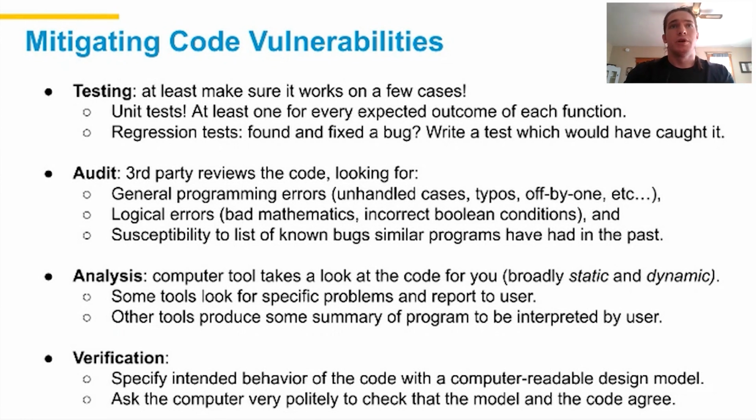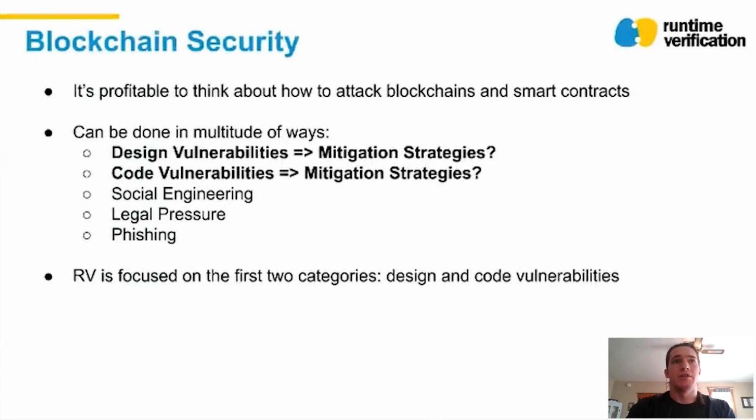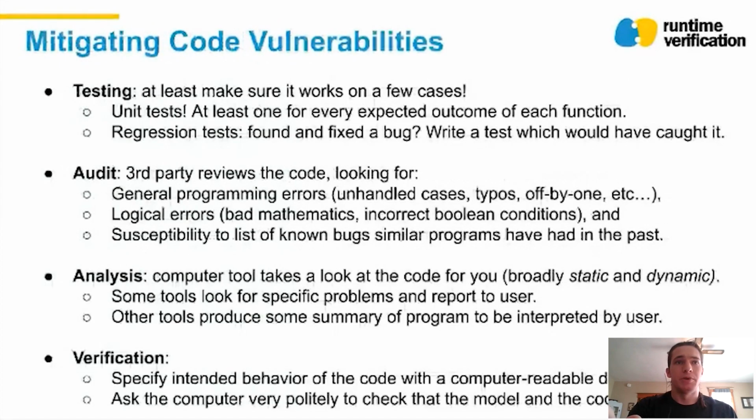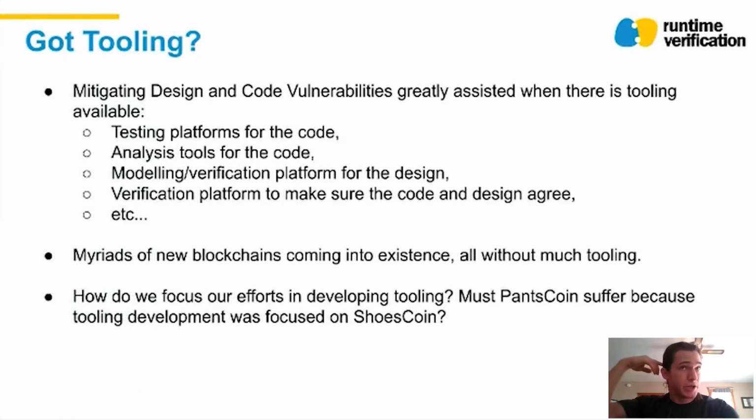So yeah, those are the two basic categories. You've got the design vulnerabilities and the code vulnerabilities. We have mitigation strategies for them both. And RV is kind of focused on the auditing and tooling side of things. The auditing side is kind of our services offering, but the tooling side, we're trying to make tools that people can reuse between all the blockchains, and they can use themselves, ideally, before even approaching us for an audit, to make sure their own code is high quality, that way the audit goes a little quicker.